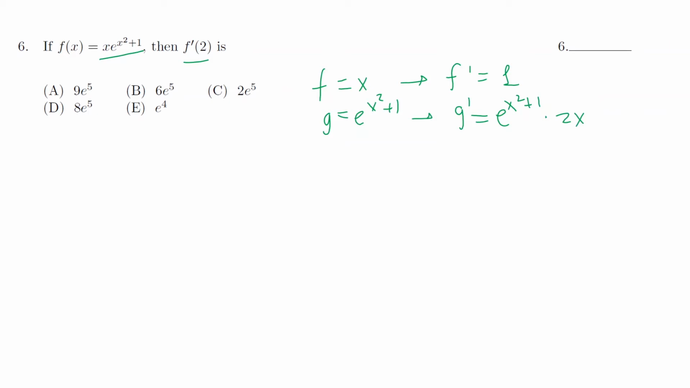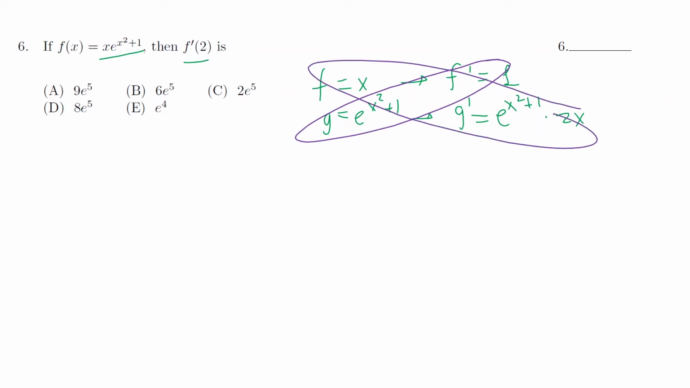Let me change the color so it's all visible. We just have to cross multiply this guy. So it's x multiplied by e to the x squared plus 1 times 2x, plus e to the power of x squared plus 1. Normally you would simplify it, but since we have to find f prime of 2, let's just plug in x equals 2. So f prime of 2 in this situation is 2 times e to the power of x squared plus 1, just 5, right? Because 2 squared plus 1 is 5.